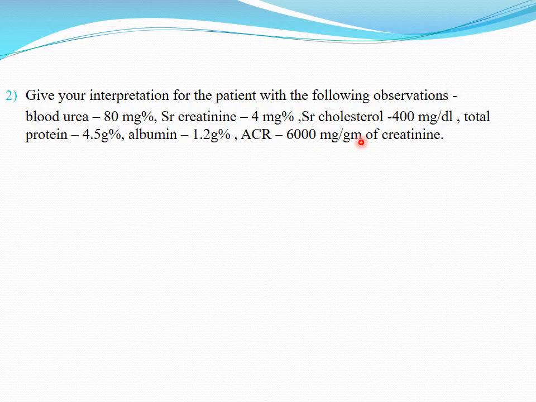So nephrotic range proteinuria, I said, is when it is more than 300. If it is more than 300 we consider it, then it becomes nephrotic range. 300 to 3000.